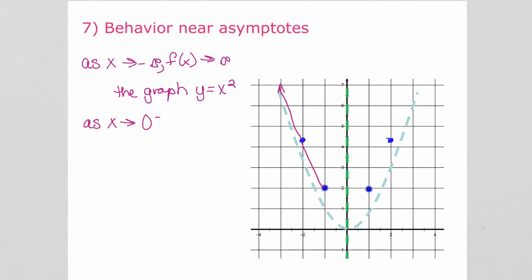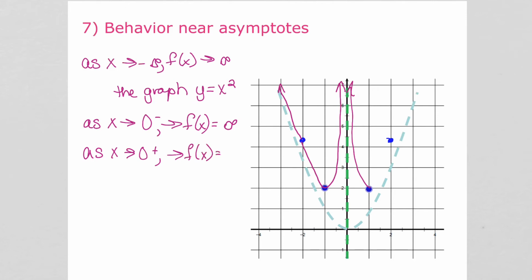As x approaches 0 from the left, what's happening? Well, we don't have another dot graphed on there, but it's not going to come down and do that thing. Not that it couldn't cross the y equals x squared, but it's just not likely. We're using that y equals x squared as a guide. So what it's actually doing is coming back like this. So as x approaches 0 from the left, f of x approaches infinity. As x approaches 0 from the right, it's doing the same thing. F of x approaches infinity.